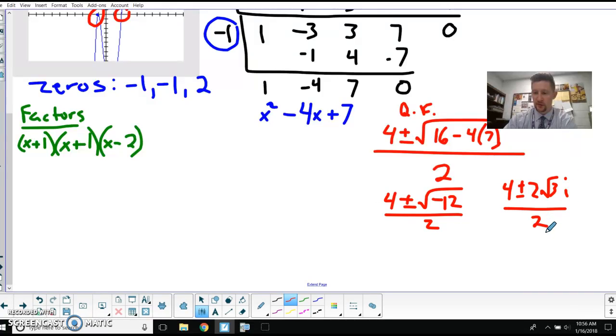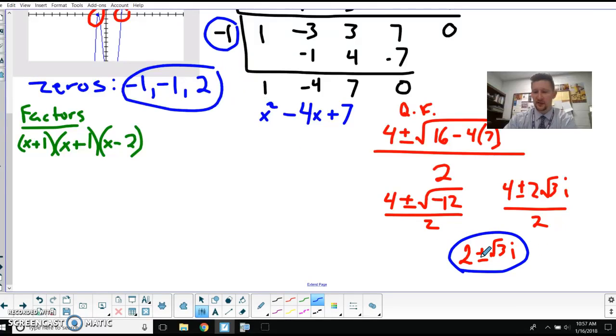All over 2. Final step, take these 3 numbers, the 4, the 2, the 2. I'm going to factor out a 2 and divide, and I'm going to simplify and get 2 plus or minus the square root of 3 times i. So this would be the first one because I'm adding, and the second one because I'm subtracting, the final 2 zeros of my polynomial function. Okay, so I got 0, -1, -1, 2, and then 2 plus root 3 times i, and 2 minus root 3 times i. There's my 5 zeros that make up my answer.